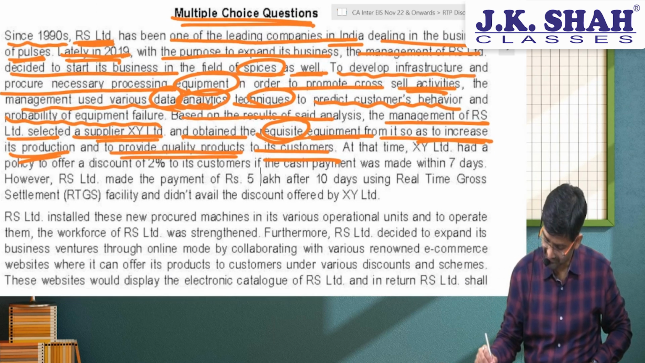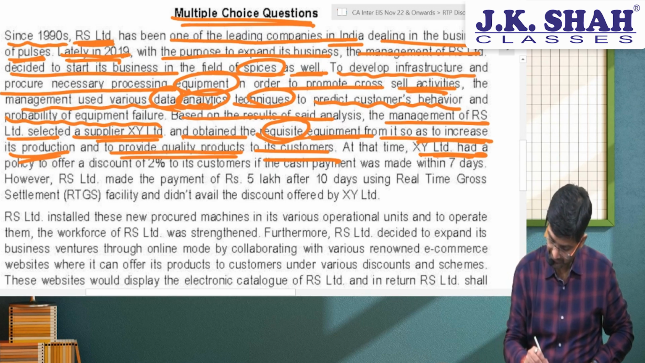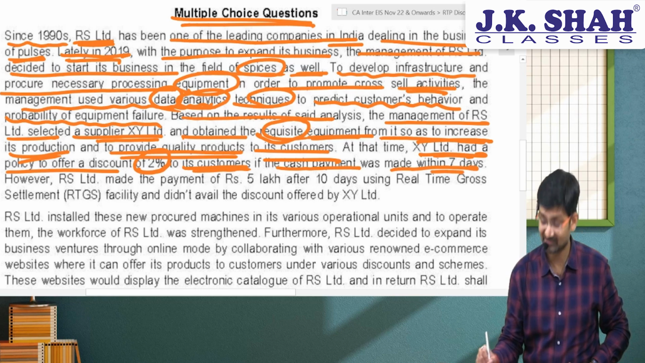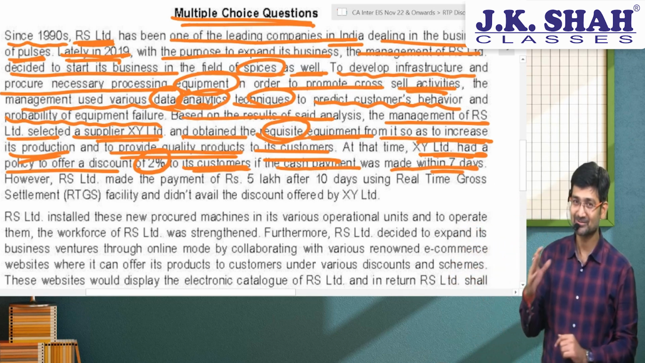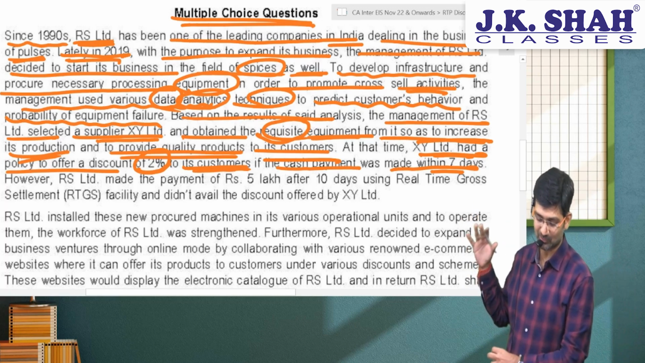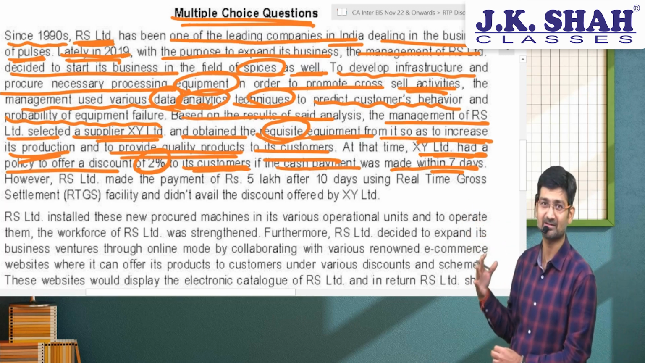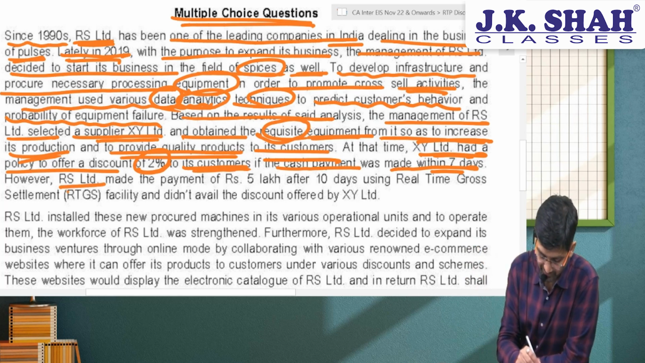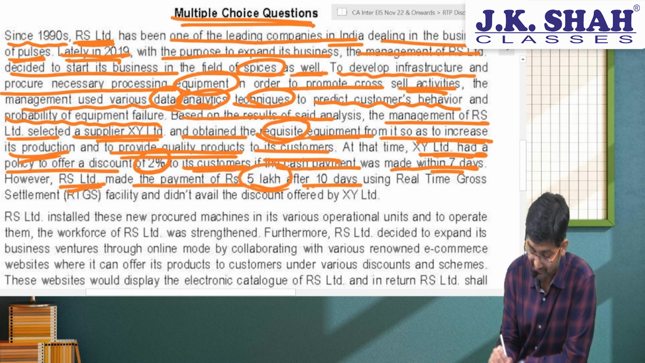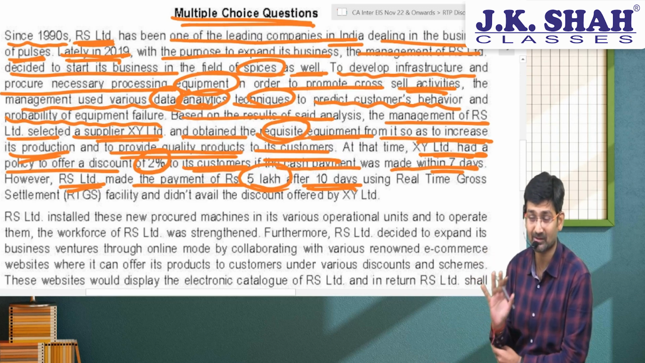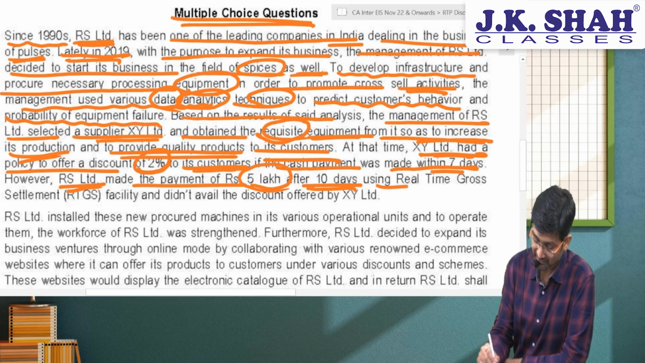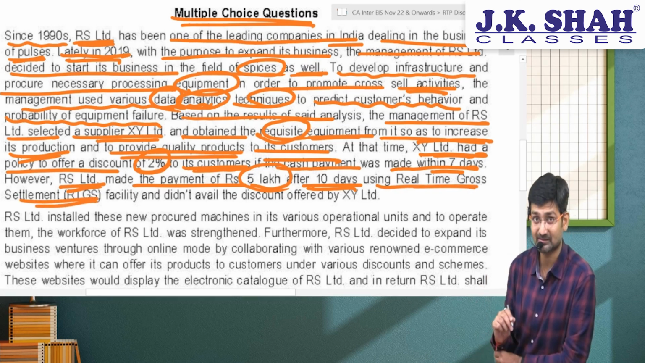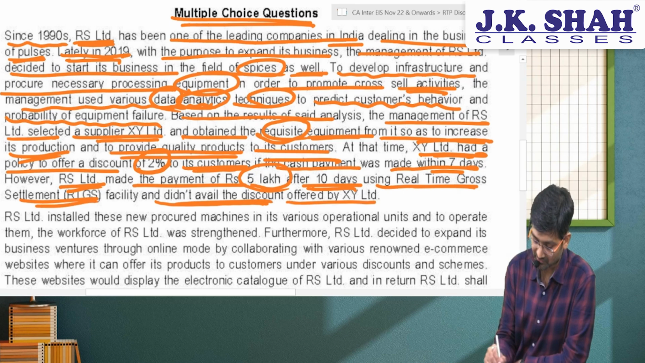At that time, XY Limited had a policy to offer a discount of 2% to its customers if the cash payment was made in 7 days. So that kind of 2 by 10 net 30, which we revised, the same thing comes up here as 2 by 7. If the payment is made within 7 days, you get a discount of 2%. However, RS Limited made the payment of rupees 5 lakhs after 10 days, so you did not take the discount. That is a problem. You could have paid 3 days earlier using RTGS services and taken the discount, but did not avail the discount offered by XY Limited.